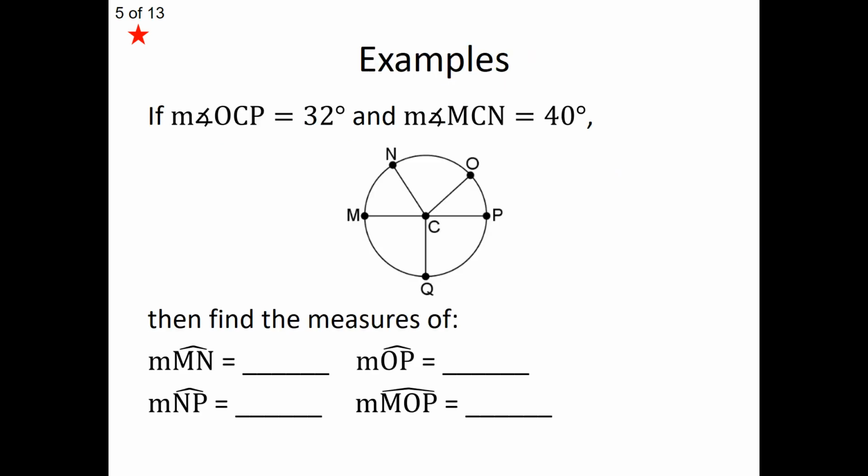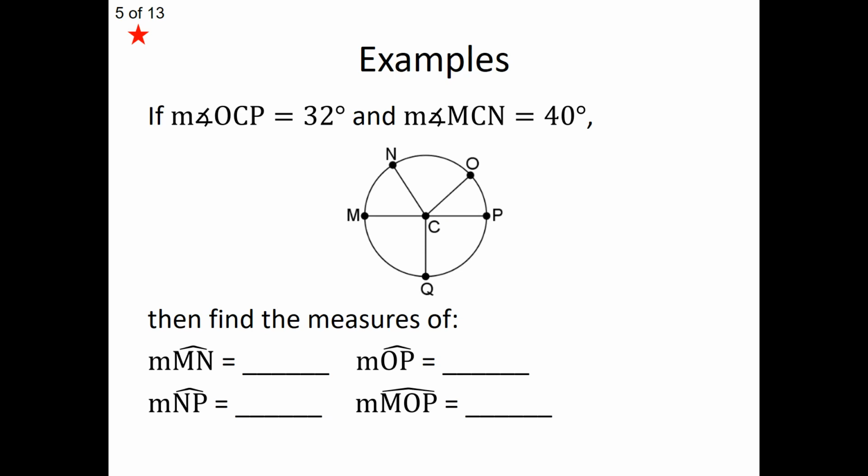So let's do a quick example here following this definition of arc measure. The definition of arc measure, remember, says that the measure of the central angle is equal to the measure of the arc that it cuts. So in our diagram here with our circle C, we've got several radii joined in here, which means we've got several central angles cutting arcs.